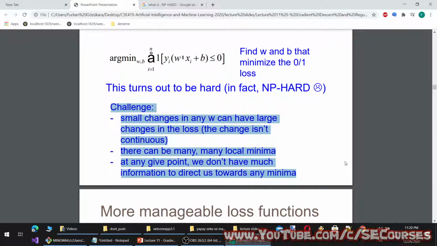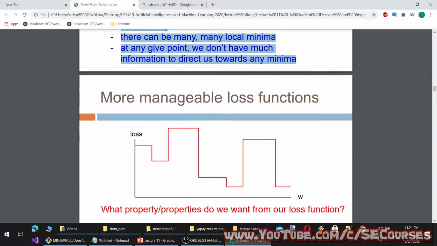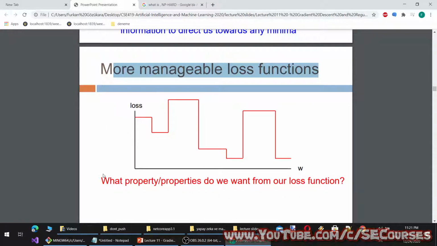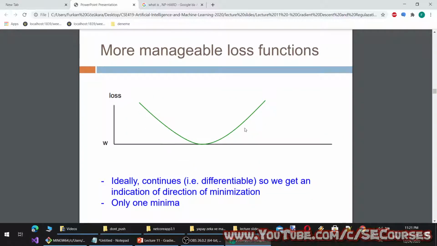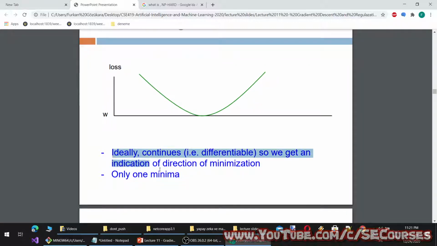Challenge: small changes in any w can have large changes in the loss. The change isn't continuous. There can be many local minima at any given point. We don't have much information to direct us towards any minima. Okay, so we want a more manageable loss function. You see the loss decreases with w and increases. Ideally it is continuous, i.e. differentiable, so we get an indication of the direction of minimization, with only one minimum.